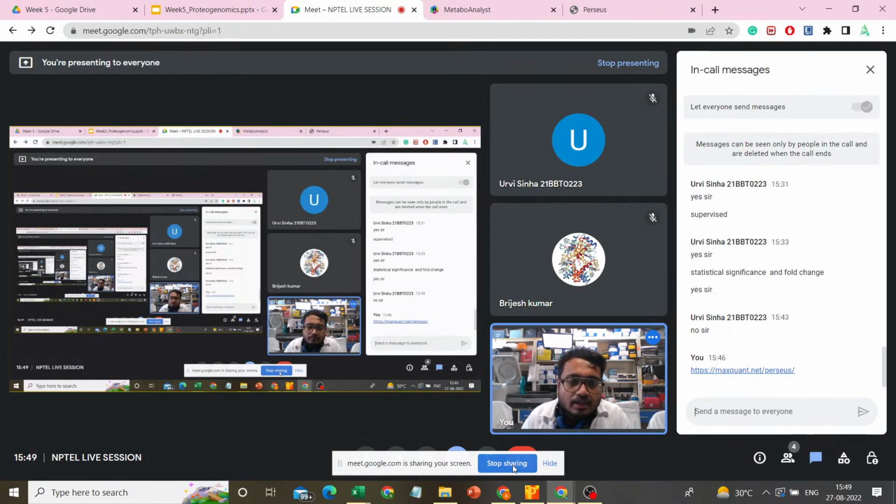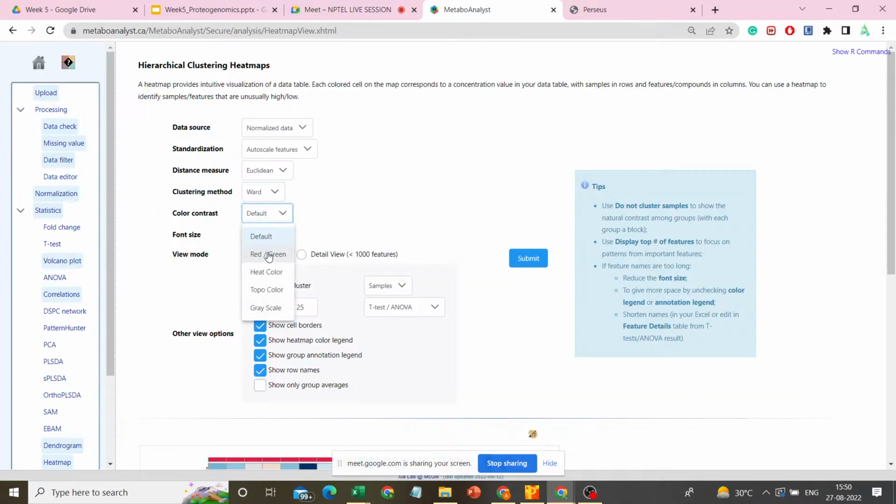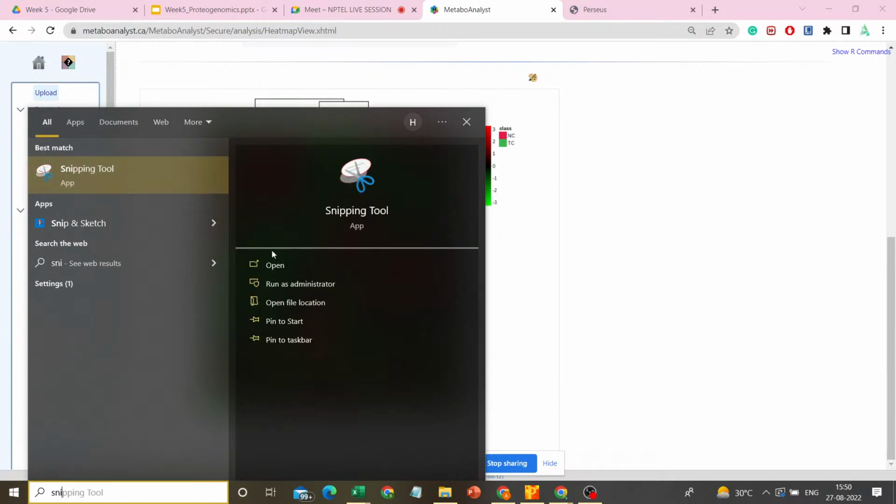Okay, so any questions? One is MetaboAnalyst, which is very friendly and easily available as a web-based tool, and for the other one you can use it here. No questions, right?